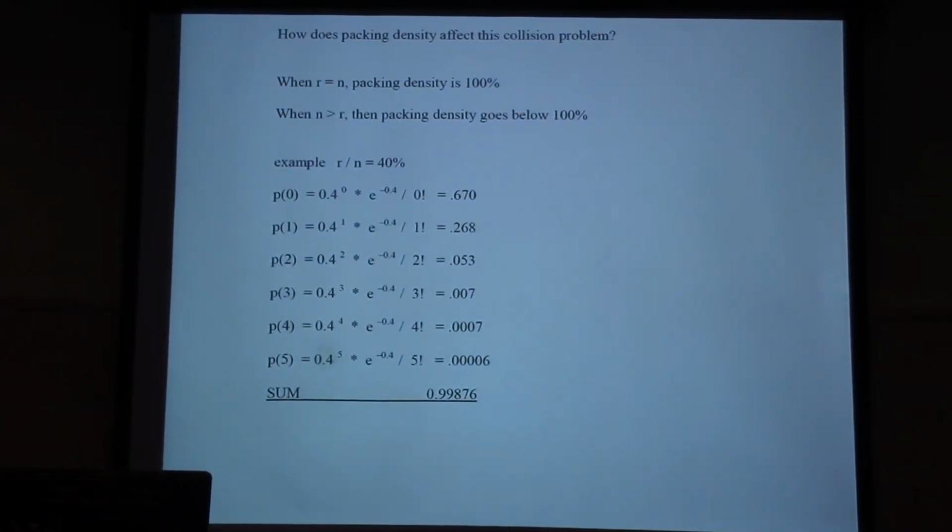But if you look over here, notice that the probability of one record hashing to a slot is 26%. But that doesn't mean that 26% of the records will have one slot to it. Because it's 26% of all the slots. So it's 26% times 5 over 2. You get the idea?